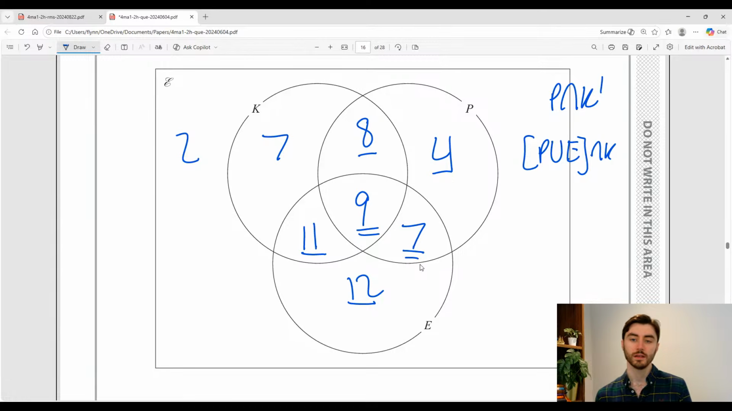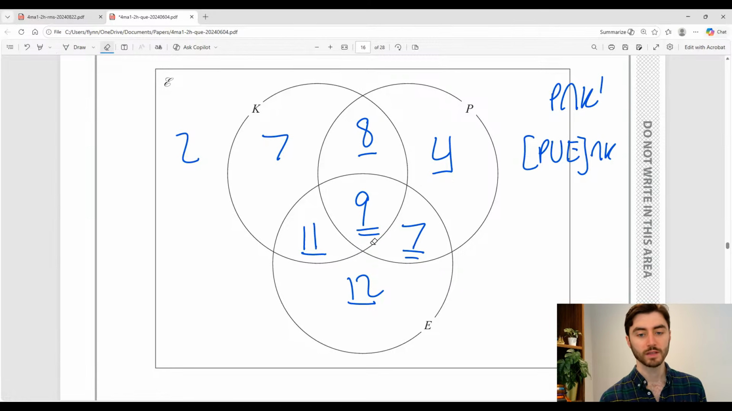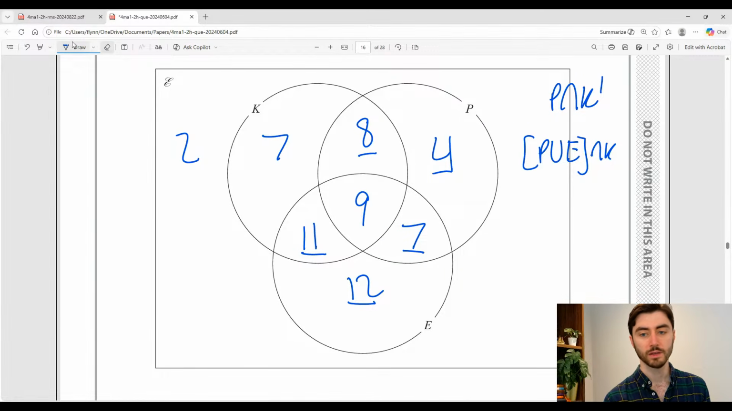So the union will just be all of these. In fact, I'm going to get rid of these double underlines, and these are all of the elements that are included in P union E. And now this region is going to be intersected with K. So let me underline everything in K.